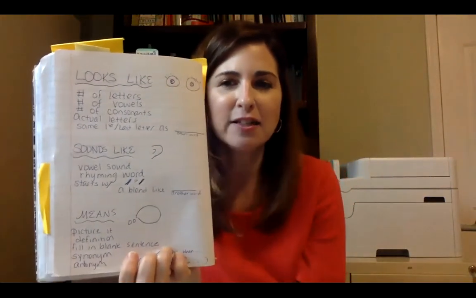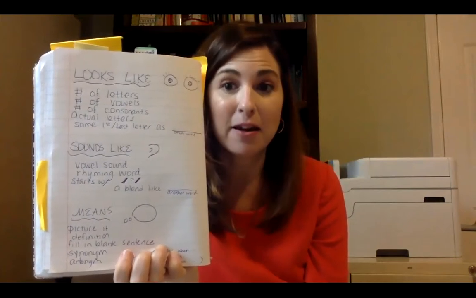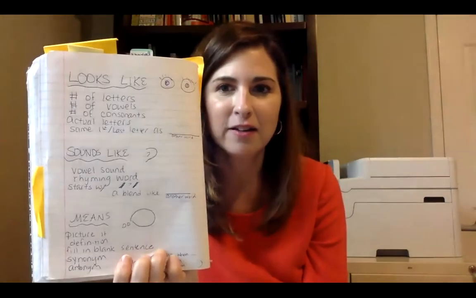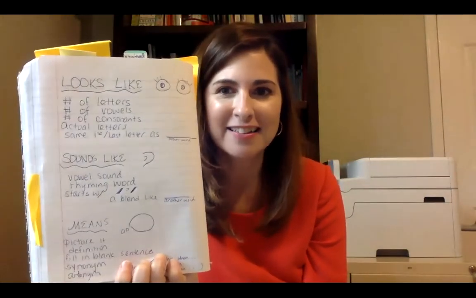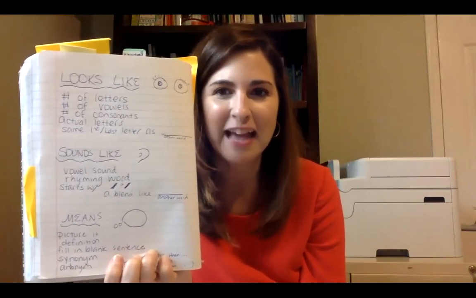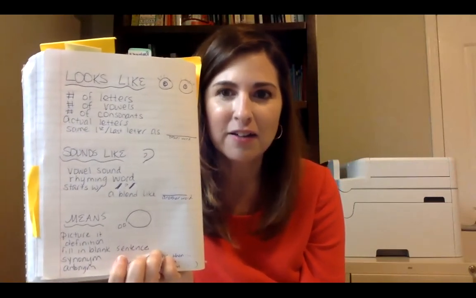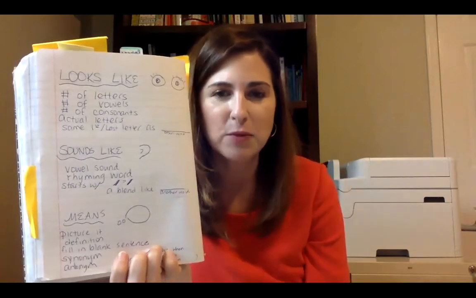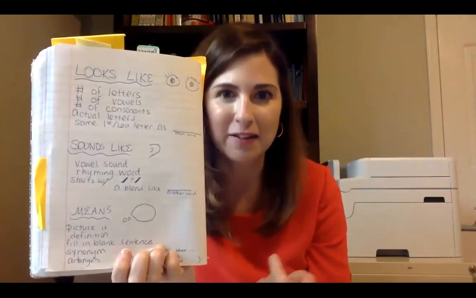When you get to the looks like, you might write something about the number of letters that you see in the word, the number of vowels or consonants or blends or digraphs you see in the word. You might write down some of the actual letters you see in the word, and you might even make a comparison between this word and another word visually.